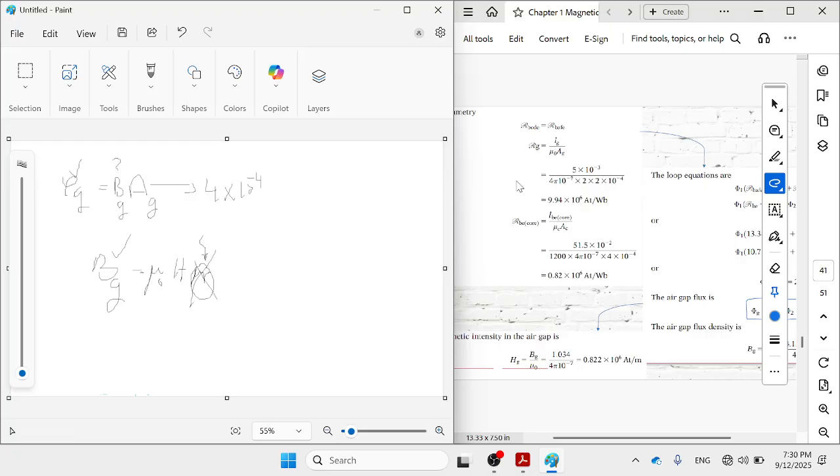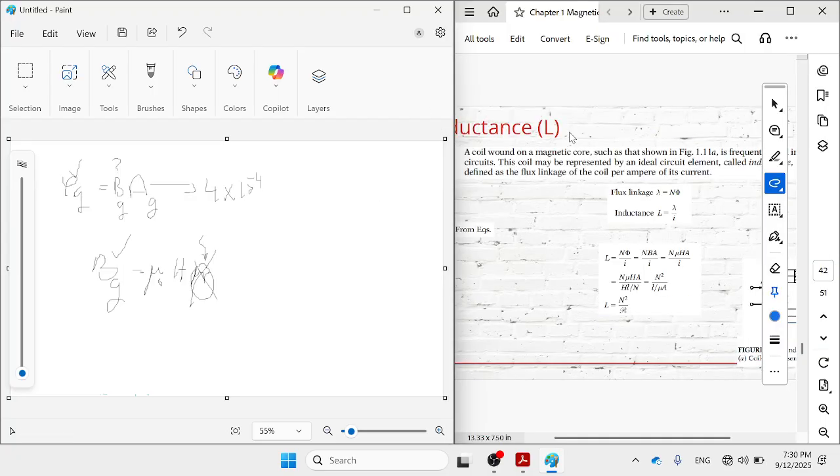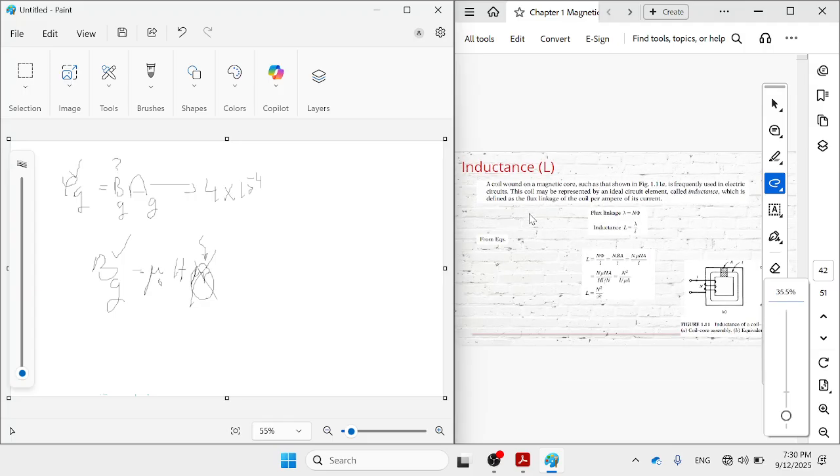Okay, next is calculating the inductance. In the case of calculation of inductance, any coil or any toroid will produce inductance in the system, because it is related to flux linkage. So what is a flux linkage? Flux linkage is usually shown by lambda equal N times phi.